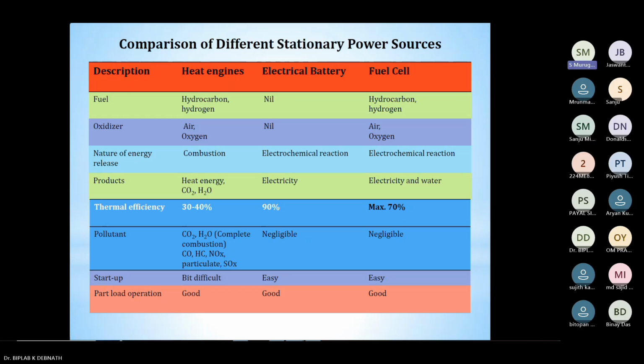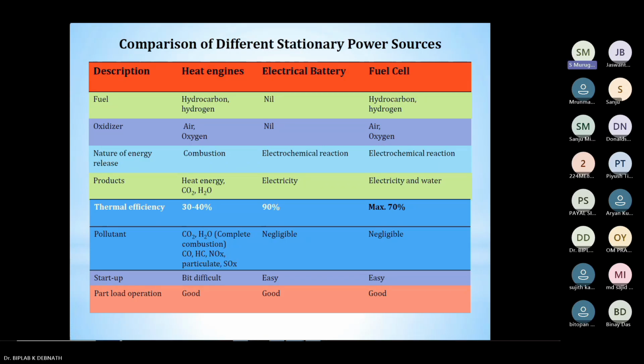Generally, of course, hydrogen is used as a fuel. But with reforming reactions, we can also use any hydrocarbon fuel. For example, biogas can be reformed and used as a fuel in a fuel cell.